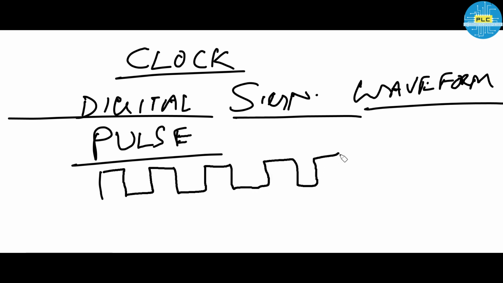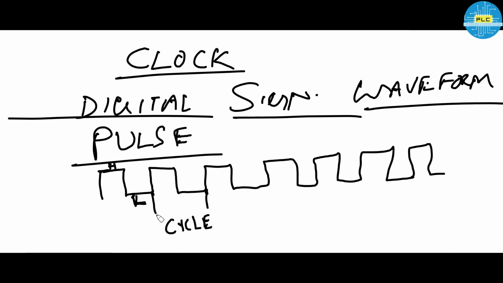You have seen these pulses in laptop service. Here, this one is called high and this one is called low. In a digital waveform, the upper portion is called high and the lower portion is called low. The total from edge to edge is called a cycle. From edge to edge we call it a time delay, the time duration.